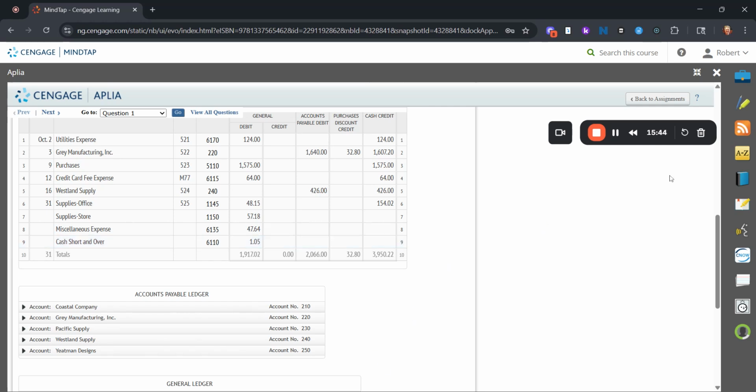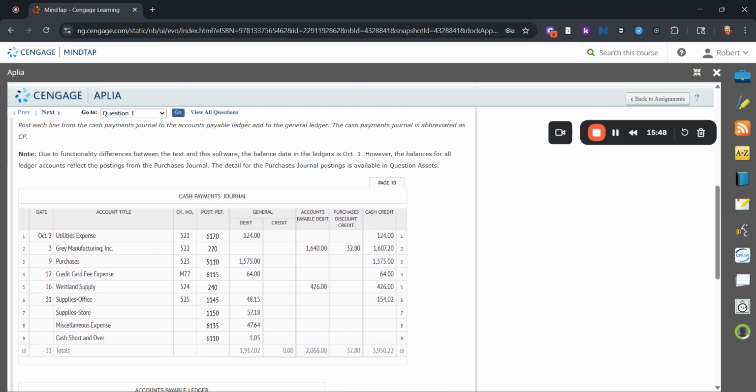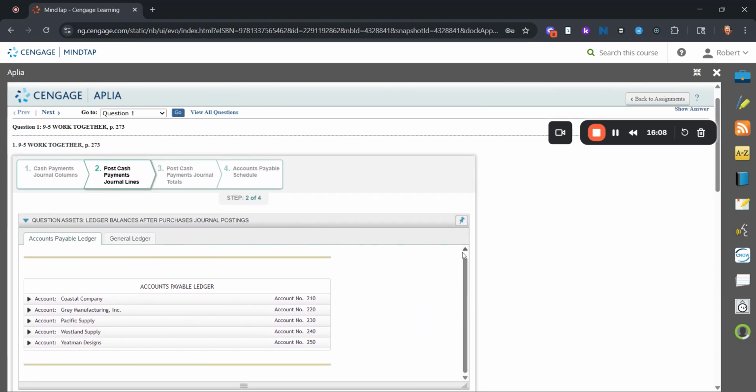As I've mentioned before, a good way of double checking to make sure you didn't miss any lines is by having all of your posting references filled in for your general accounts. It's a good way to double check to make sure you didn't miss anything. Okay, so that was part 2. Now on to part 3.